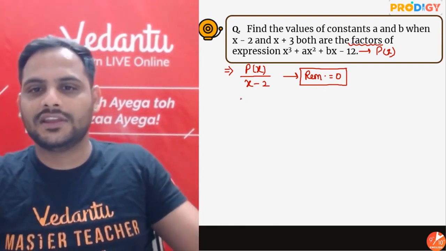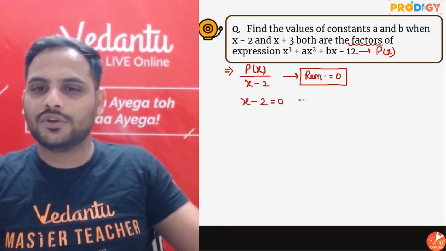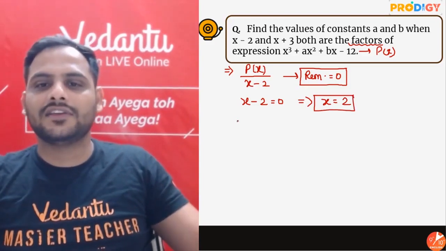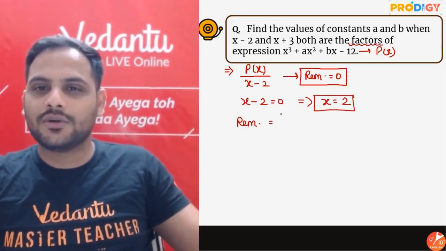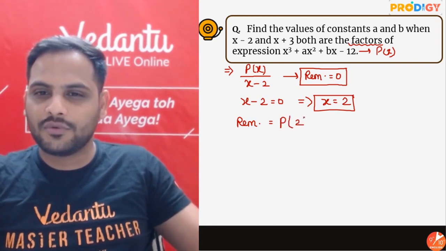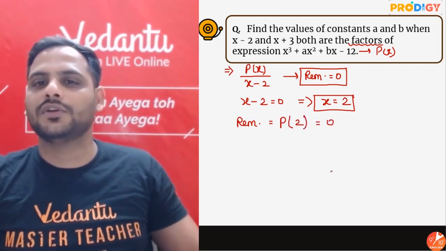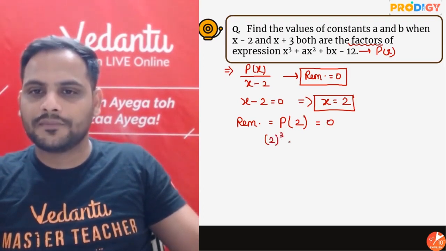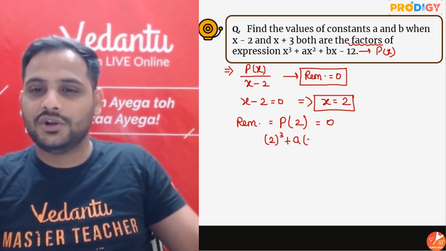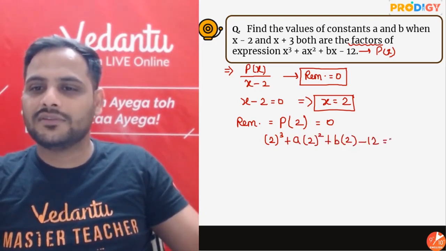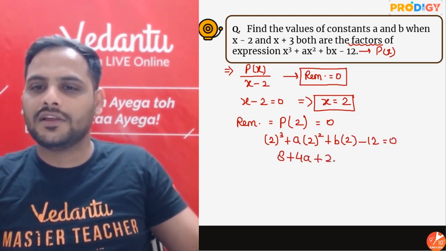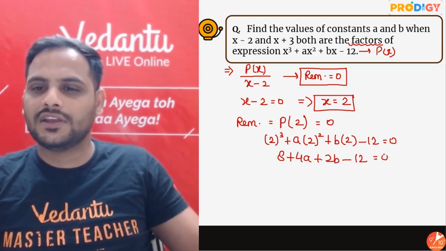Let's find it. So first thing, x minus 2 equal to 0. You will get x is equal to 2. Very well done. First step done. Then I can say remainder will be equal to the value of this polynomial at x equal to 2, which must be equal to 0. What is my polynomial, guys? It is x cube. So 2 cube plus a into 2 square plus b into 2 minus 12 equal to 0. So we have got 8 plus 4a plus 2b minus 12 equal to 0.